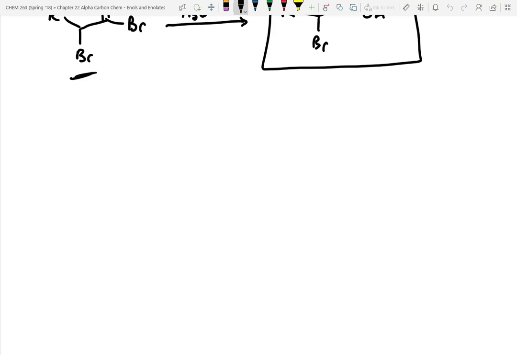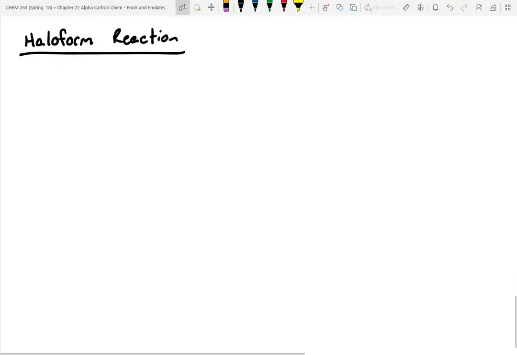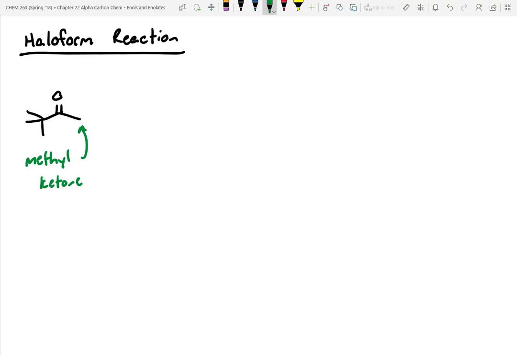So the last reaction for alpha halogenation is called the haloform reaction. And this one used to be used a lot prior to NMR. It's a good way of checking for methyl ketones, and I'll show you why. So let's say that we have this ketone. This is a methyl ketone, meaning it has a methyl group coming off one of the sides, right?